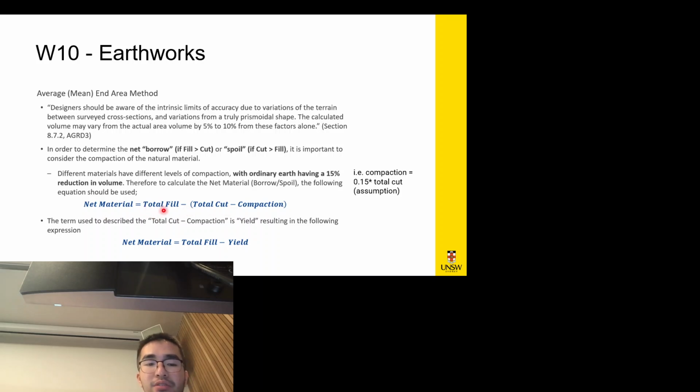You have net material equals total fill minus total cut minus compaction. Usually compaction is, say, 15% times the total cut. And then you have your net material, which is total fill minus total cut minus total compaction, okay?